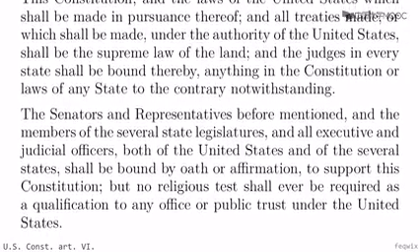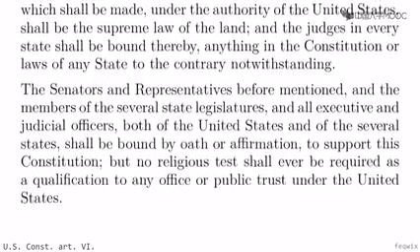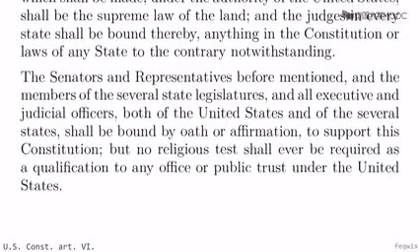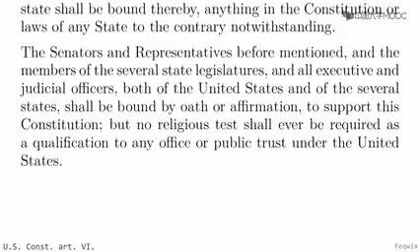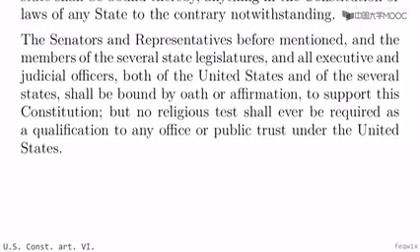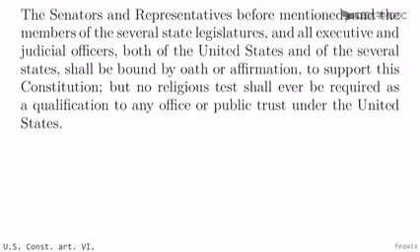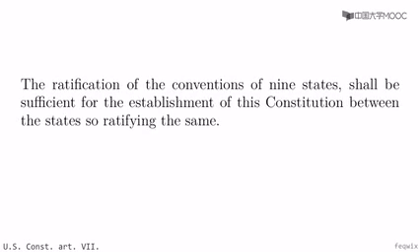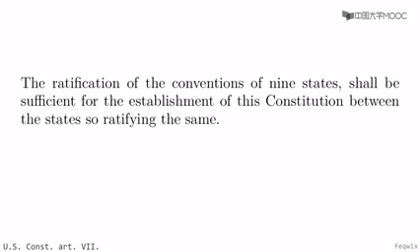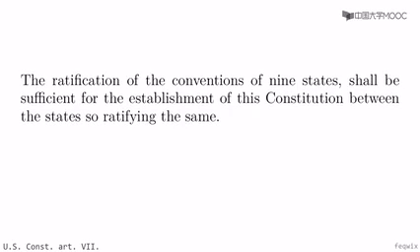The senators and representatives before mentioned, and the members of the several state legislatures, and all executive and judicial officers, both of the United States and of the several states, shall be bound by oath or affirmation to support this Constitution, but no religious test shall ever be required as a qualification to any office or public trust under the United States. Article 7. The ratification of the conventions of 9 states shall be sufficient for the establishment of this Constitution between the states so ratifying the same.